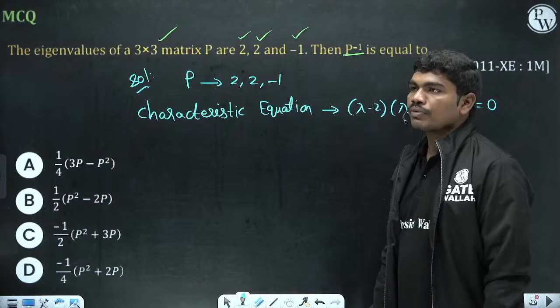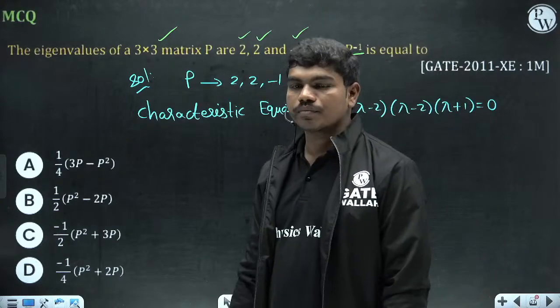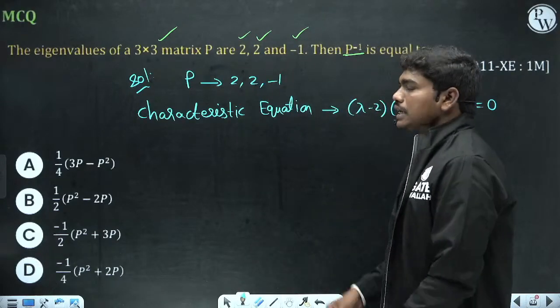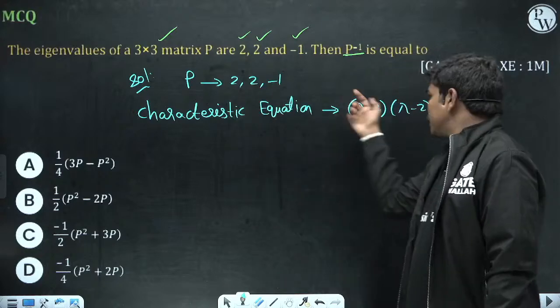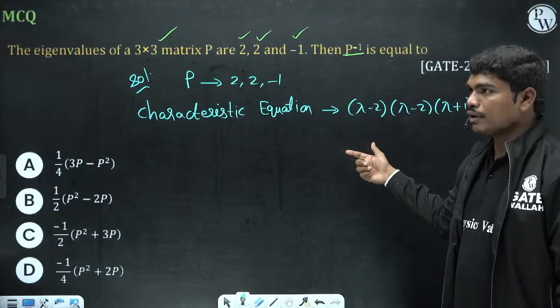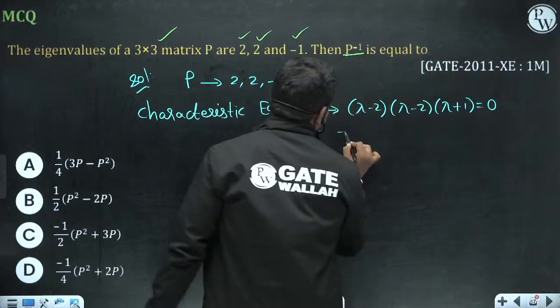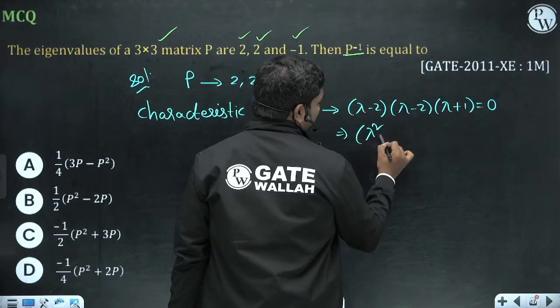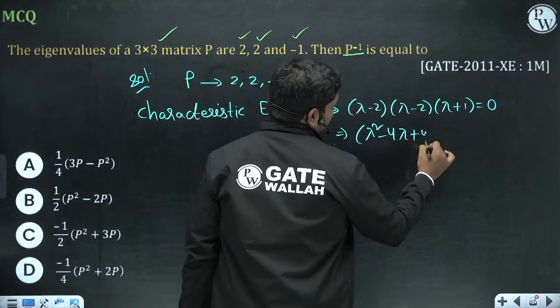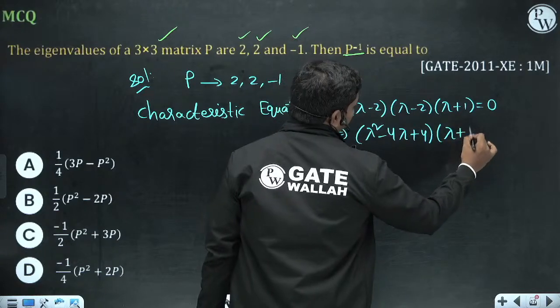Correct? Yes or no? Confirm me. Type in the chat box. If these are the 3 eigenvalues, then this is the characteristic equation, because these 3 values are nothing but roots of this equation. So (lambda minus 2) whole square, that is lambda square minus 4 lambda plus 4, times (lambda plus 1) is equal to 0.